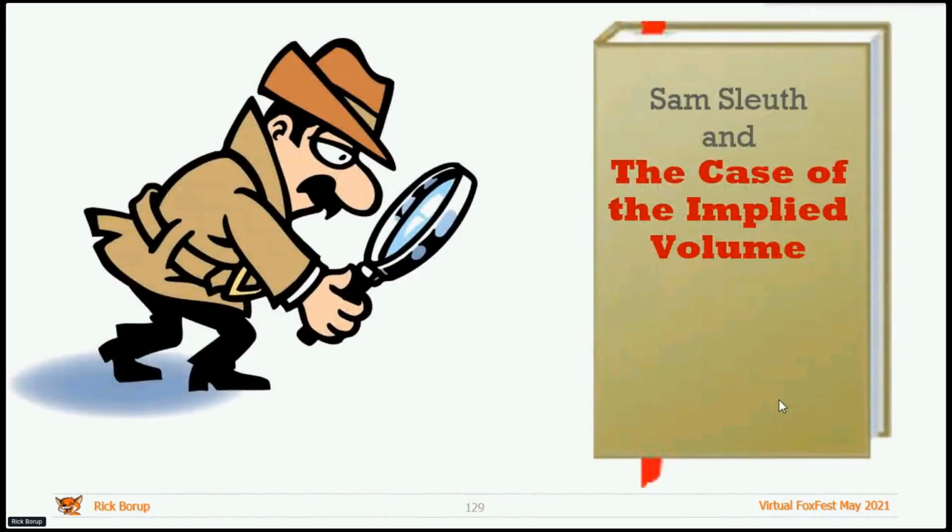Finally, the case of the implied volume. This one's going to involve bubble charts. And the operating concept here is that the area of the bubbles, remember the circles on our bubble charts? And what's important there is the area of the circle, not the diameter or radius of the circle.